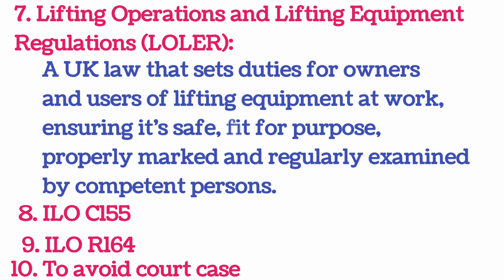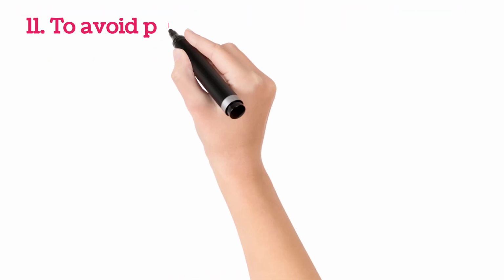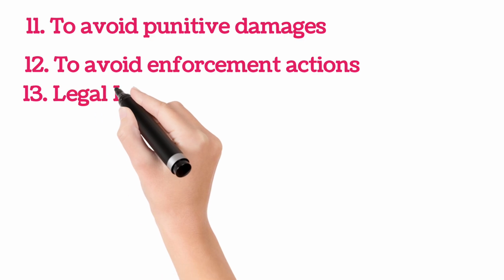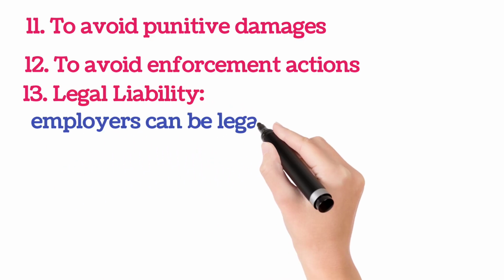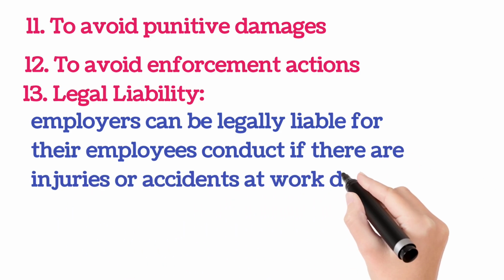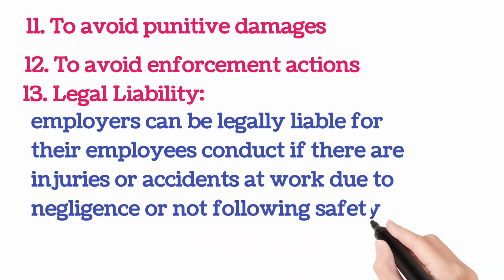To avoid court case. To avoid punitive damages. To avoid enforcement actions. Legal liability. Employers can be legally liable for their employees' conduct if there are injuries or accidents at work due to negligence or not following safety rules.